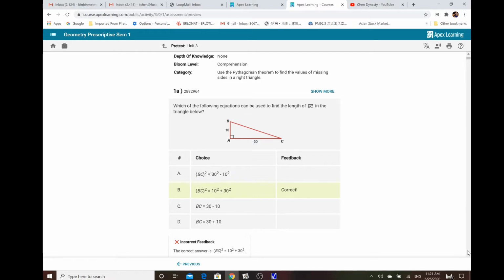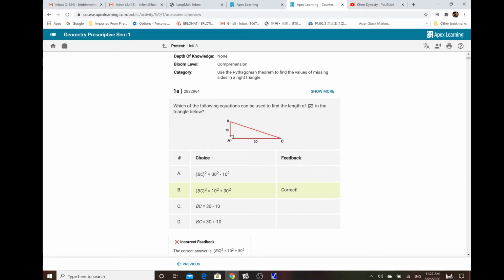You may notice the Pythagorean theorem is about a squared plus b squared equals c squared. For the first example, which of the following equations can be used to find the length of segment BC in the triangle below? Let's say we have a right triangle with the shortest leg, the longer leg, and the longest side. The longest side is always considered the hypotenuse. Again, the hypotenuse is always the longest side.